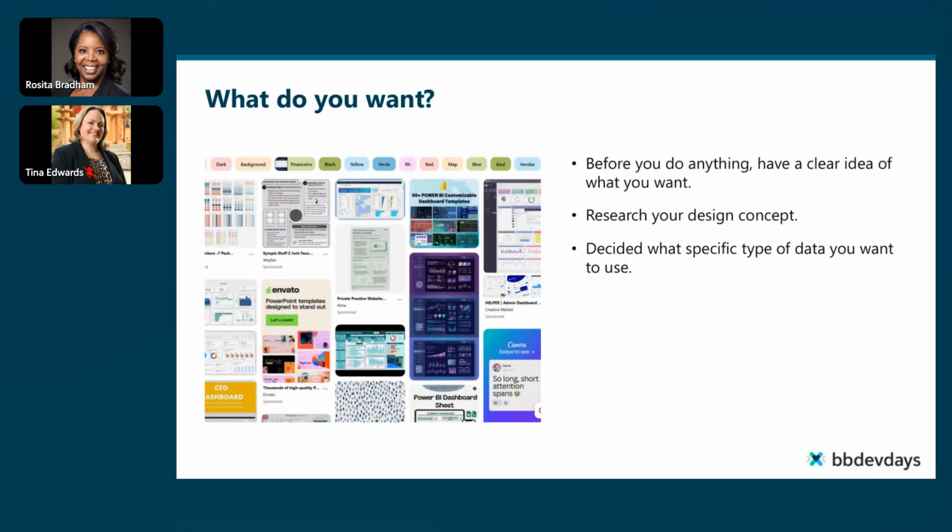So when you go to think about what you want to do in terms of reporting, you have to think about what you want. Before you do anything, make sure you have a clear idea of the type of metrics or presentation that they want, and research your design concept. Believe it or not, there are tons of resources out there, including Pinterest. And if you want to use AI as well, there are tons of examples out there for you to look at, but you want to have some sort of idea before you jump in.